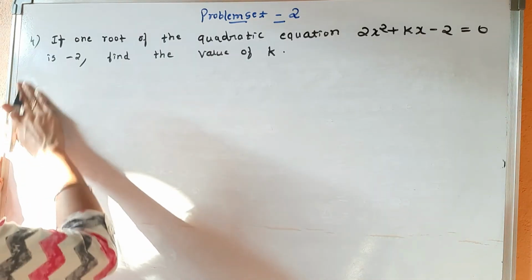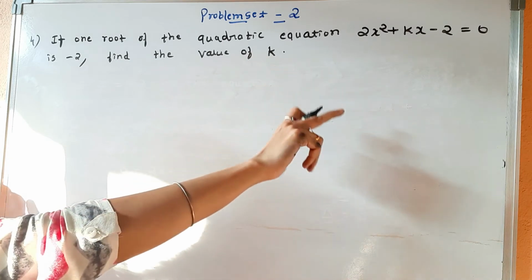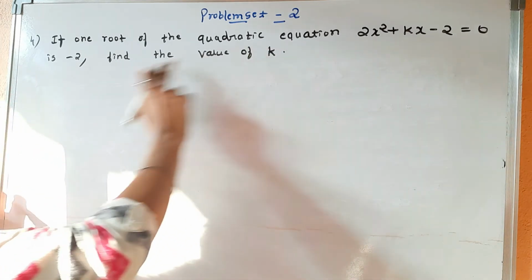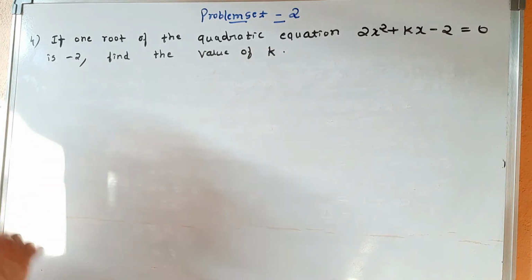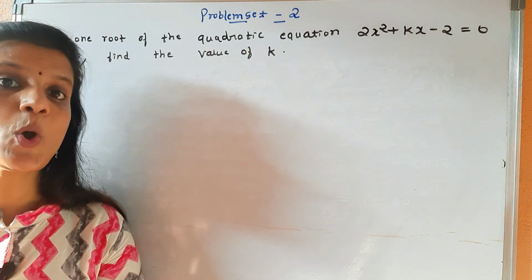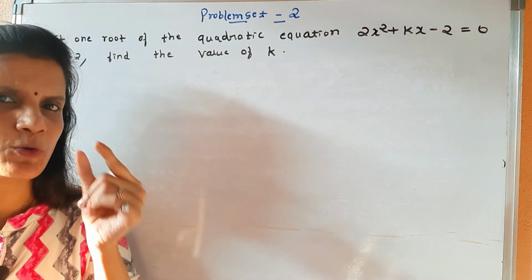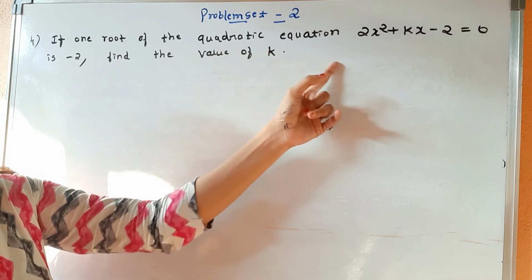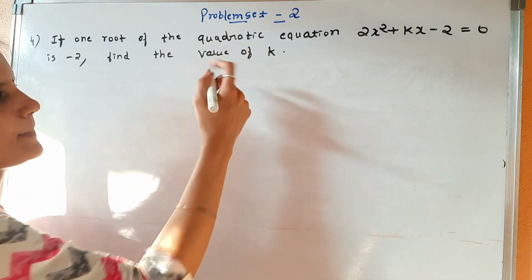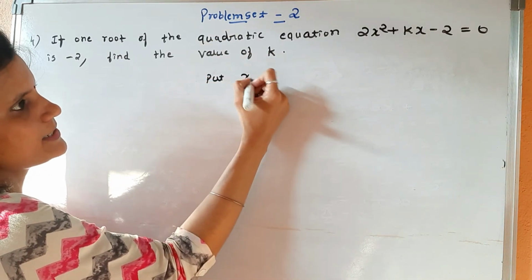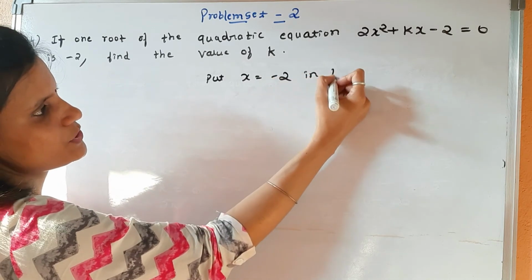Students, our fourth question is: if one root of the quadratic equation 2x square plus kx minus 2 is equal to 0 is -2, find the value of k. We know the value of x over here, that is one root. We should substitute that in the equation and we will get the value of k. Very simple. Put x is equal to -2 in the equation.